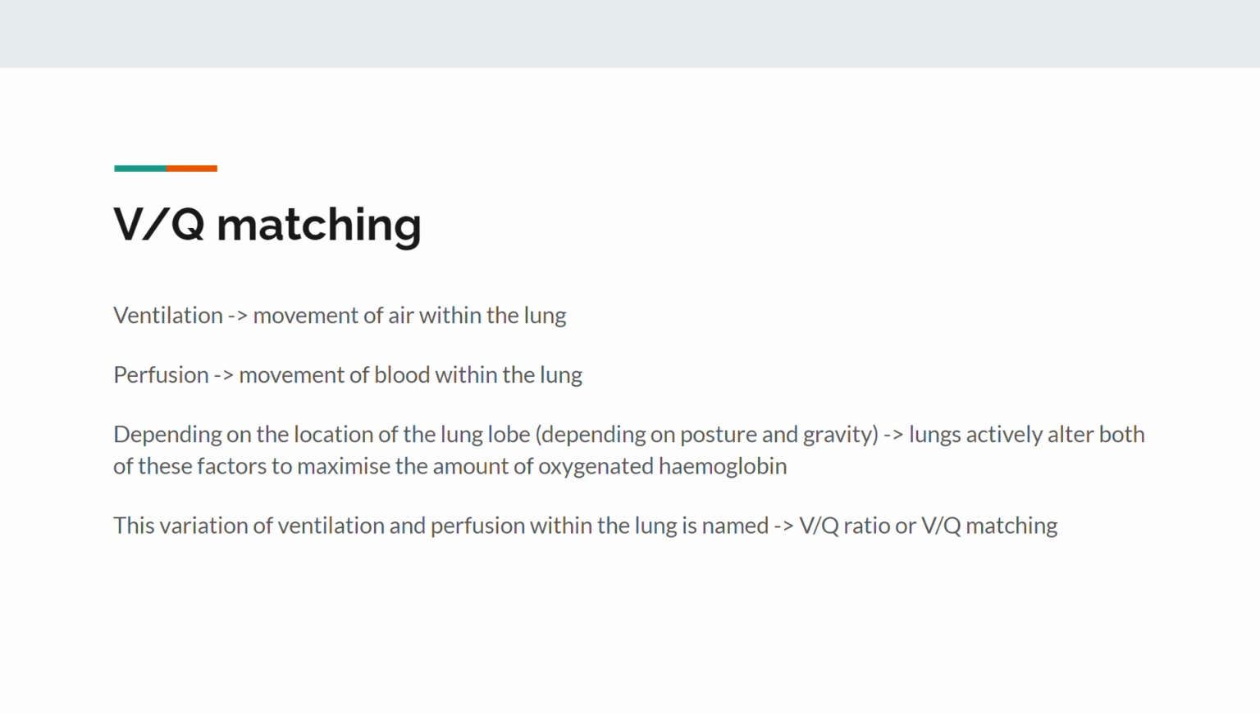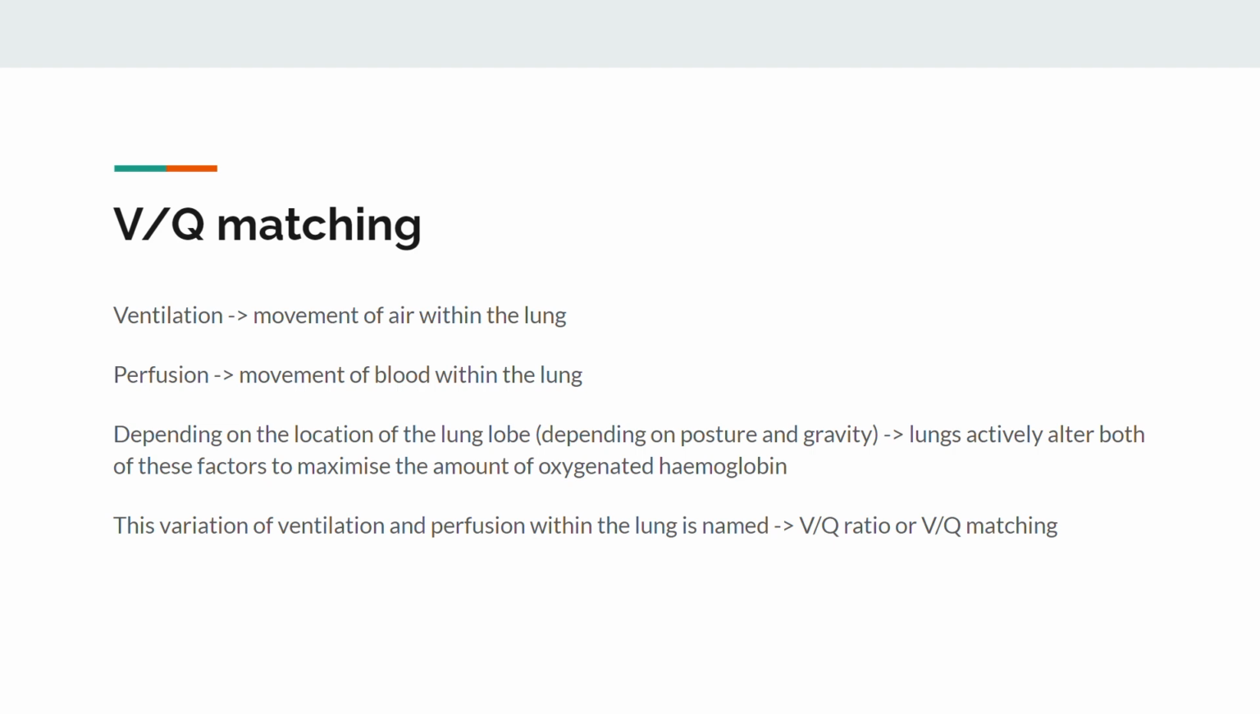And really, these two things are entirely dependent on the location of the lung lobe, so depending on posture and gravity. Essentially, the lungs actively alter both of these factors, ventilation and perfusion, to maximize the amount of oxygenated hemoglobin. And this makes sense, right? Because if we have a segment of the lung that is not well perfused, but it's well ventilated, you're obviously not going to get enough oxygenated hemoglobin because there's no perfusion. Likewise, the same thing with a decreased ventilation but a normal perfusion. You're not going to maximize the amount of oxygenated hemoglobin.